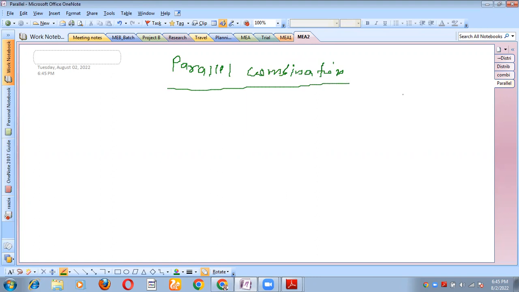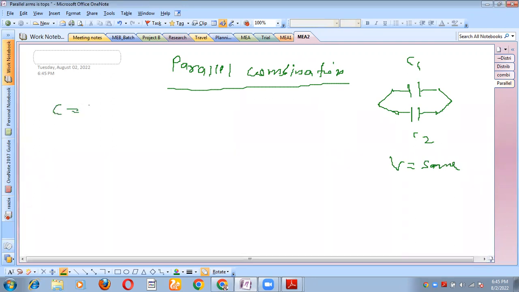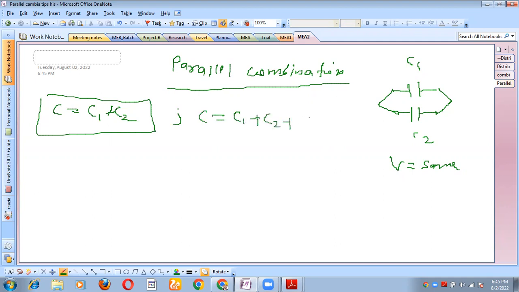Parallel combination, what happens? Two capacitors C1 and C2 are connected parallel to each other. So their potential is the same. And in that case, we get equivalent capacitance C equal to C1 plus C2. Merely add. If there are n number of capacitors, we get C equal to C1 plus C2 plus C3 and so on. Here potential will be same, charge will be different.